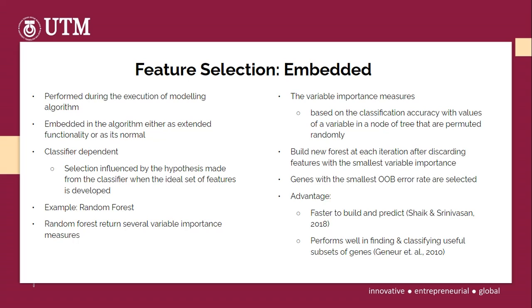Random forest returns several variable importance measures. These variable importance measures are based on the classification accuracy with values of variable in a node of tree that are permuted randomly. Embedded random forest works by building new forests at each iteration after discarding features with the smallest variable importance. The genes with the smallest OOB error rate are selected as the significant features. The advantage of random forest is it is faster to build and predict, and it also performs well in finding and classifying useful subsets of genes.